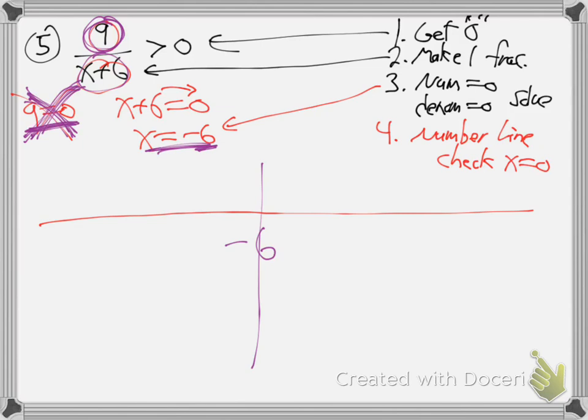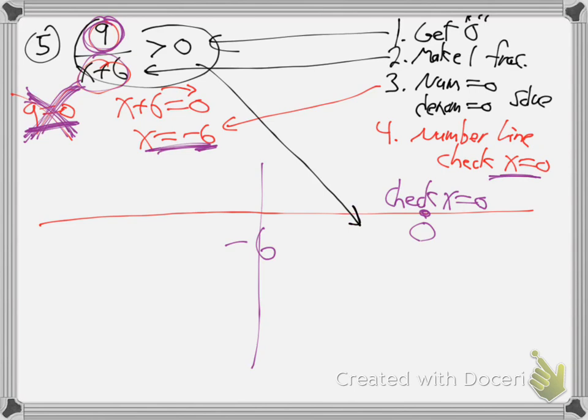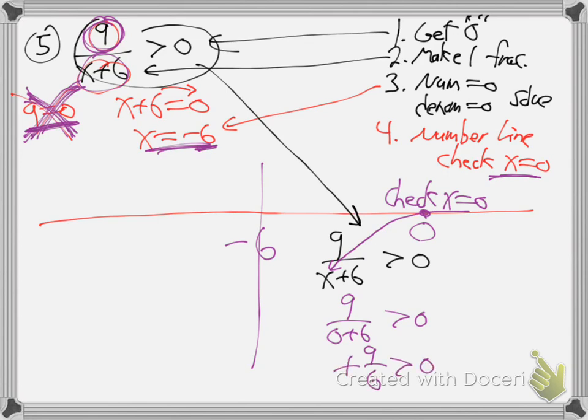Now I'm supposed to check x equals 0. Where's x equals 0? It's over here, right there. And where do you check it? The original equation. So let me grab that original equation. Bring it down here. 9 over x plus 6 greater than 0. Put in that 0 right there. So we get 9 over 0 plus 6 is greater than 0. 9 over 6 is greater than 0. That's a positive number. Is that greater than 0? Yeah, true. So that section's true, and the other section is false. So this is the true section.